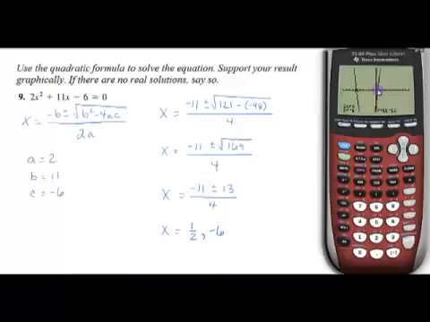And let's try finding the 0 here. So again, we'll go second, calculate, 0, and let's move our cursor so that we're a little closer to that 0 that's on the right, and hit enter. We'll go to the right of it and hit enter, and then we'll go ahead and hit enter again to have the calculator guess, and it confirms that our other solution was a half.